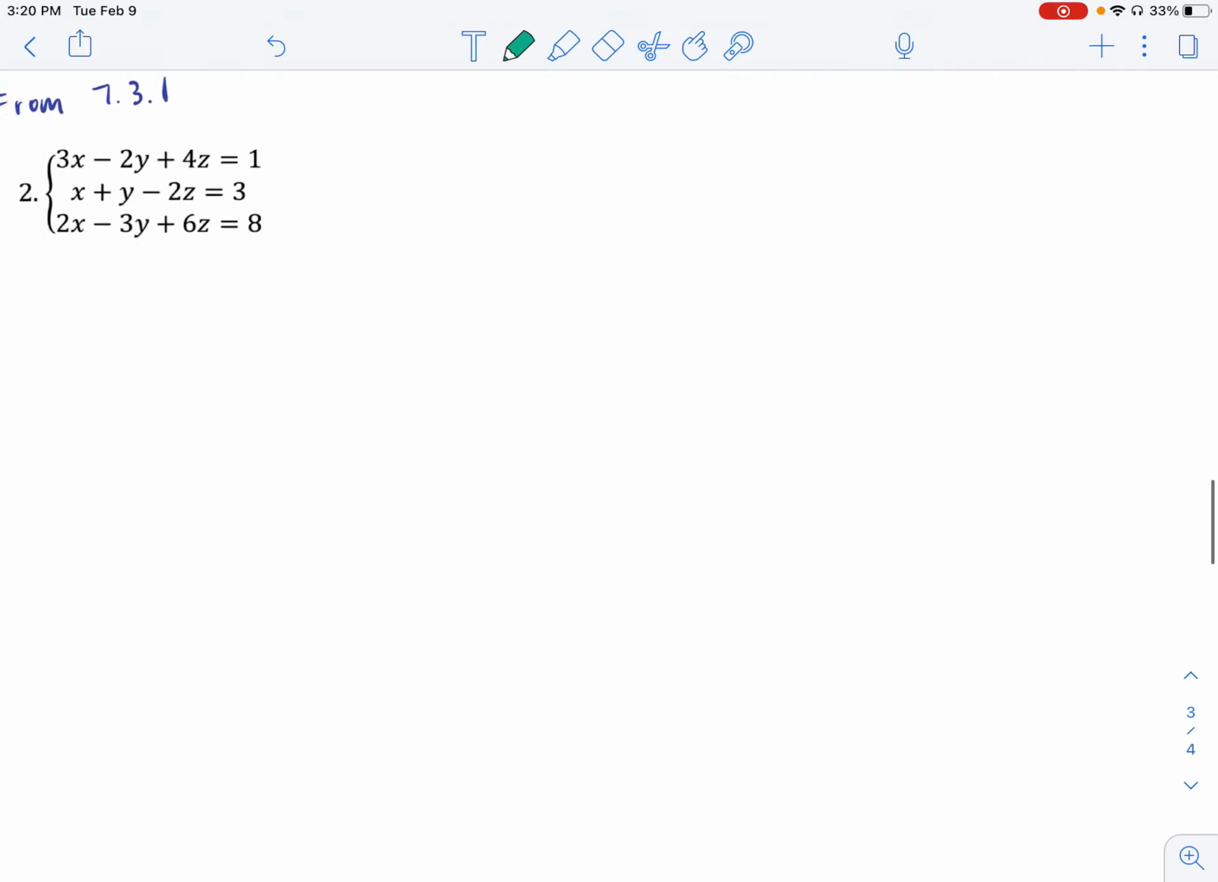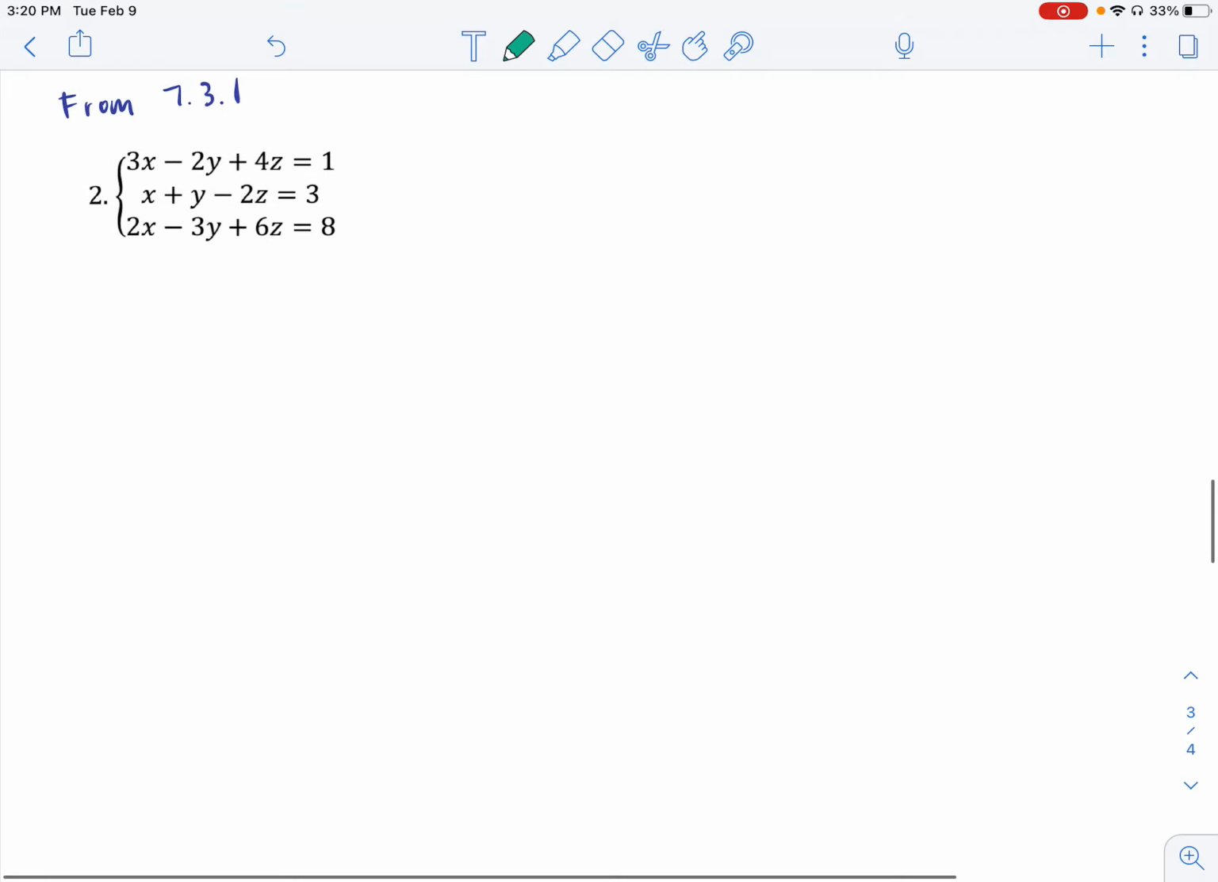I want to do one more example with you. And this is from 731. This was one of the problems that was on your note page, which I didn't get to, but let me go ahead and model this one for you, or work this one out.